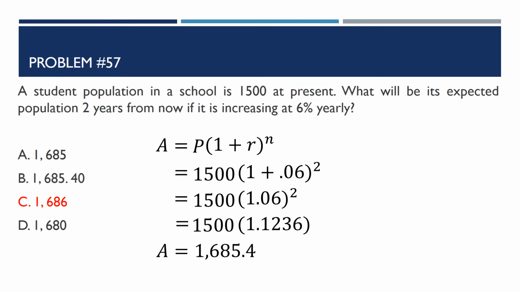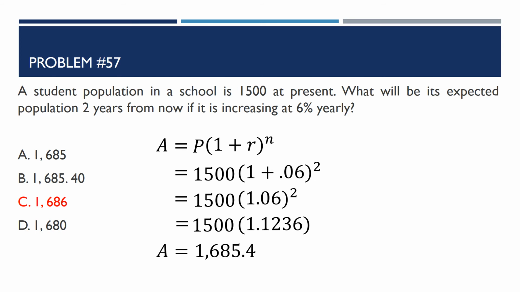It's the letter B. But then why is our answer 1686? It's because we are talking about student population. If it's an amount of money, then there's no problem with 1685.4. But since it's students, there's no such thing as a point 4 of a student. So as long as there's an extra, you have to round up so that it will be a whole student.